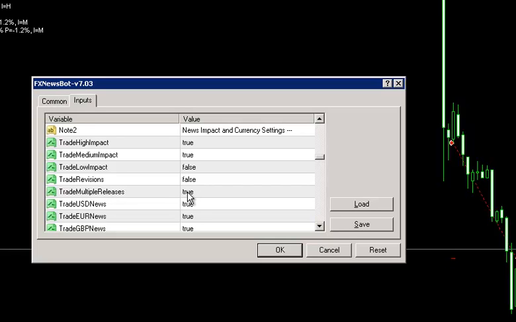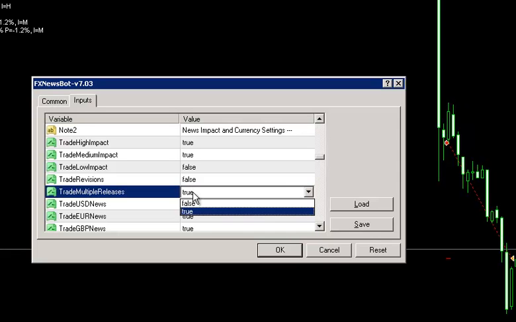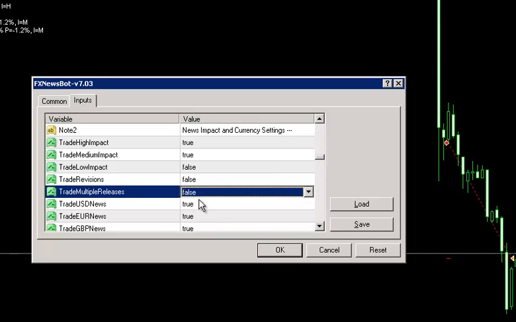Some of them might be buys and some of them might be sells. So what you can do is put that on false, and then it only trades those news releases if they're all in agreement. For example, they all have to show a buy or they all have to show a sell, otherwise the EA will skip them.